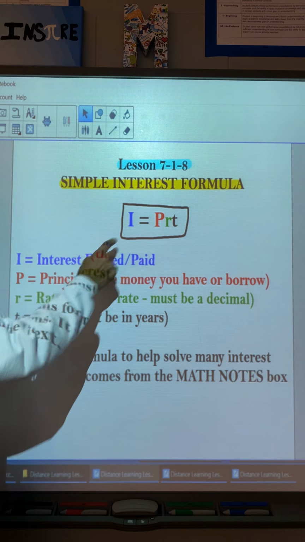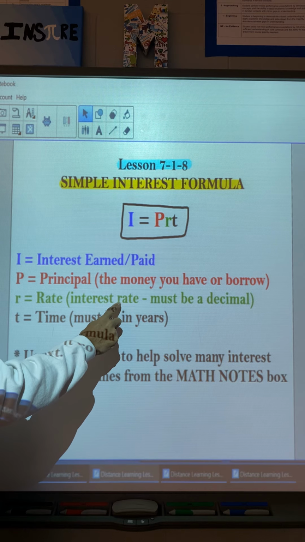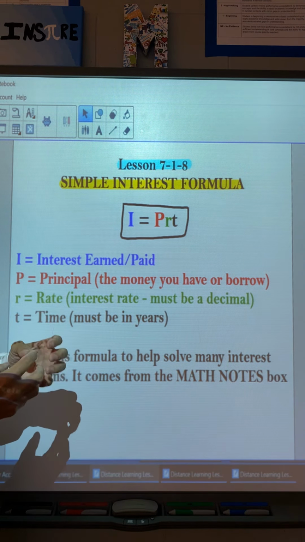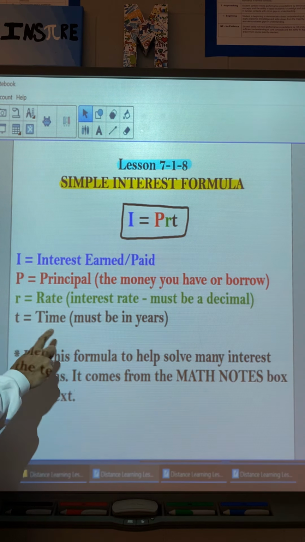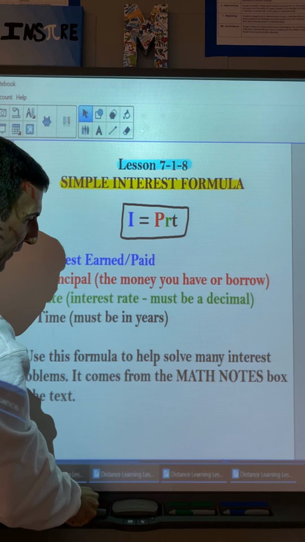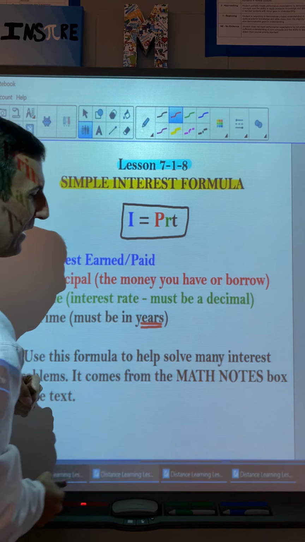The R is the rate. Okay, it's your interest rate. And that always has to be in a decimal when we're calculating with it. You've got to make it a decimal. And then lastly, T is time. Time has to be in years. This is the key. It's got to be in years.